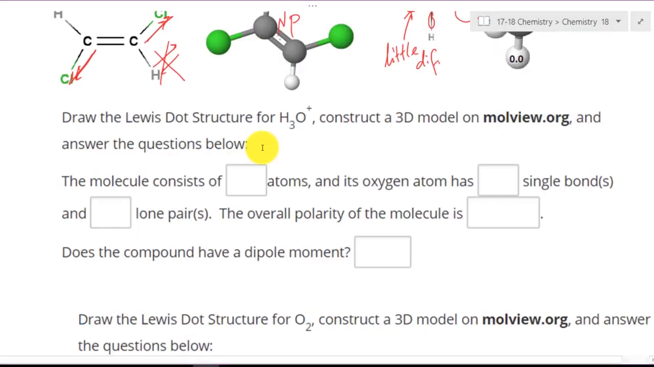So let's do an example. We're going to draw the Lewis dot structure for these molecules. And then we're going to convert to 3D molecules using moleview.org. So of course the Lewis dot structure for this is very simple.